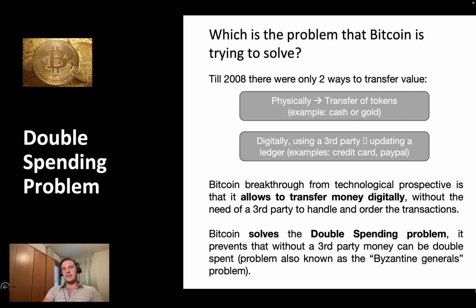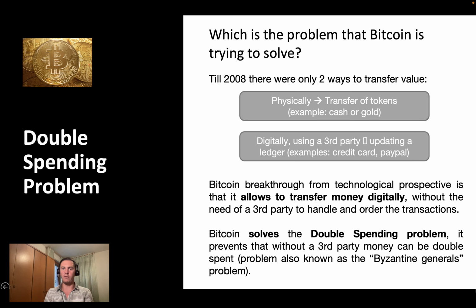Now let's look at the problem that Bitcoin is trying to solve. As said before, until 2008 there were only two ways to transfer value: physically, by transfer of tokens, for example cash or gold, and digitally, using a third party updating a ledger, such as a credit card or PayPal, as we saw before. The Bitcoin breakthrough from a technological perspective is that it allows transferring money, or value, digitally without the need of a third party to handle and order the transactions.